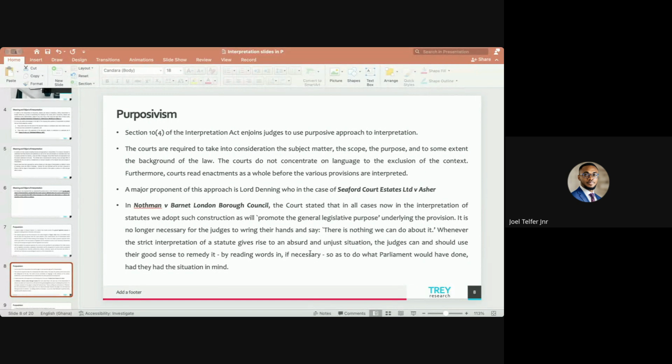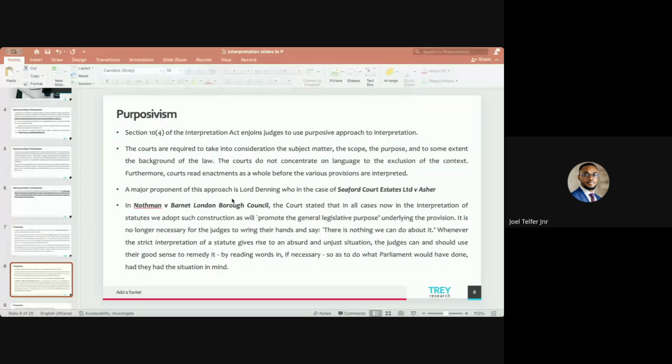So if we're able to evince the true intent by virtue of understanding the purpose, then that is what we are supposed to take into consideration. So things such as the subject matter, the scope, the purpose, and to some extent the background of the law are all imperative in understanding the meaning of the text or the words used in an enactment. The courts should not focus exclusively on the language to the exclusion of the context in which the words are used, because that will not be a proper way to understand the words used in an enactment.